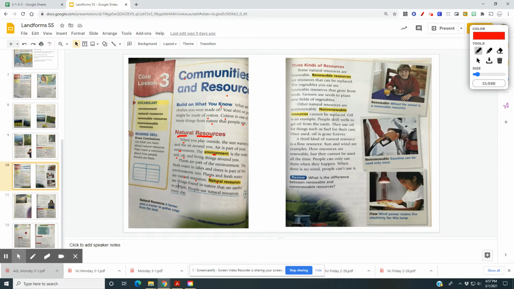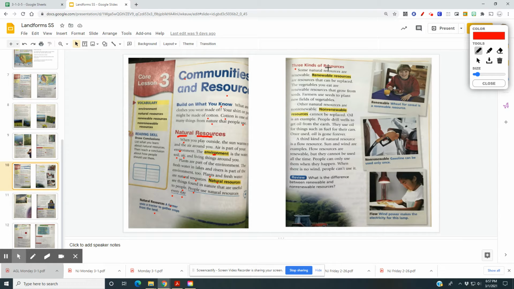Natural resources are things found in nature that are useful to people. People use natural resources every day. A farmer uses a tractor to gather crops from the land.